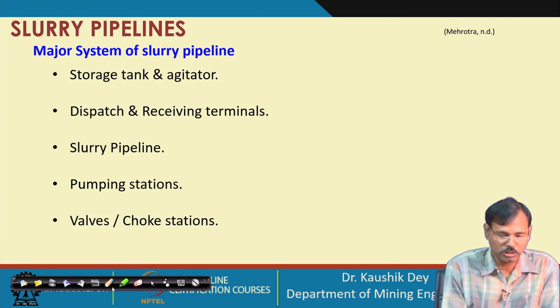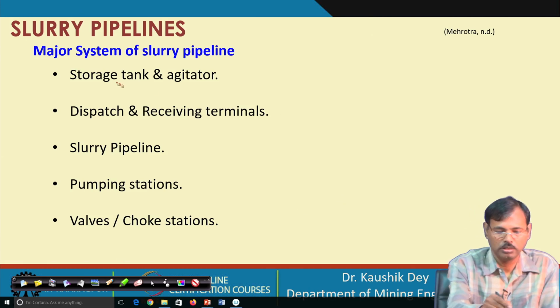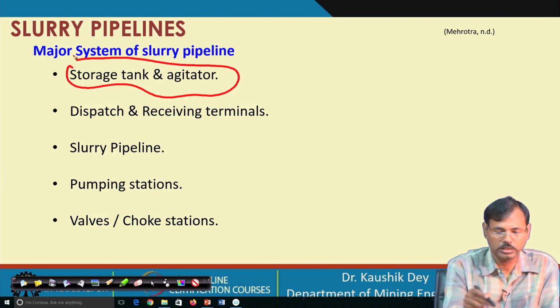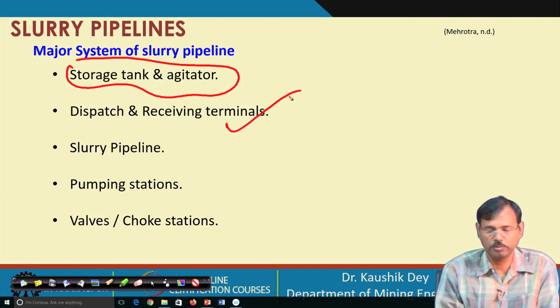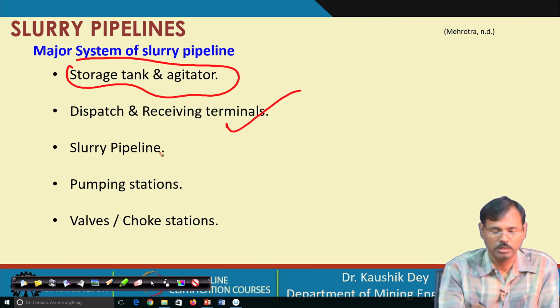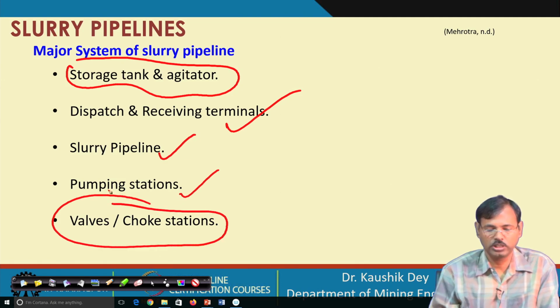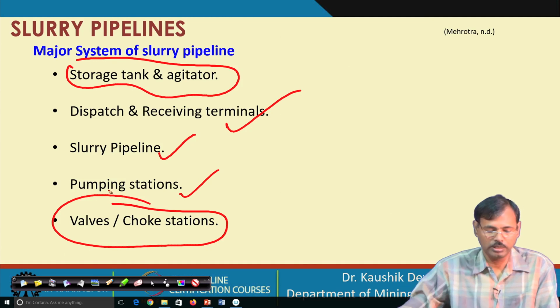The major systems required in a slurry pipeline are the storage tank, agitator, then the discharge receiving terminal, slurry pipeline, pumping stations, valve and choke stations, and after that in the receiving station the dewatering system.